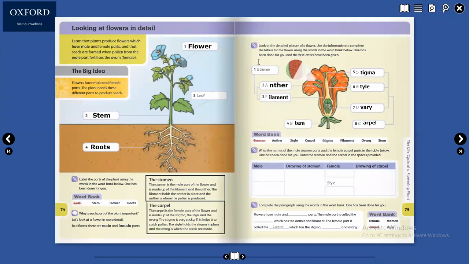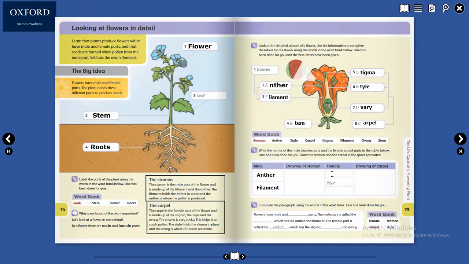And write here male parts. What are the male parts? Anther and filament. How do we know this? Here it is written. Stamen is the male part, and inside you have anther and filament. Now I told you, so you should know. Don't forget: anther and filament.